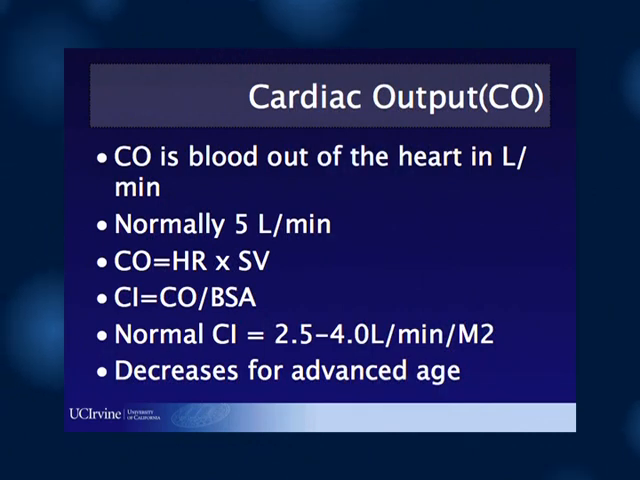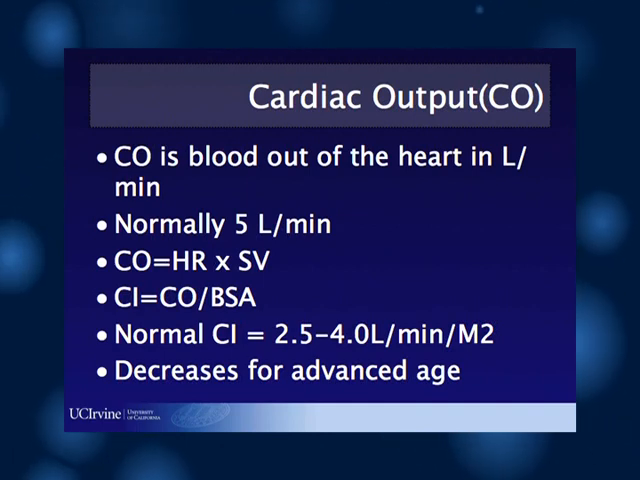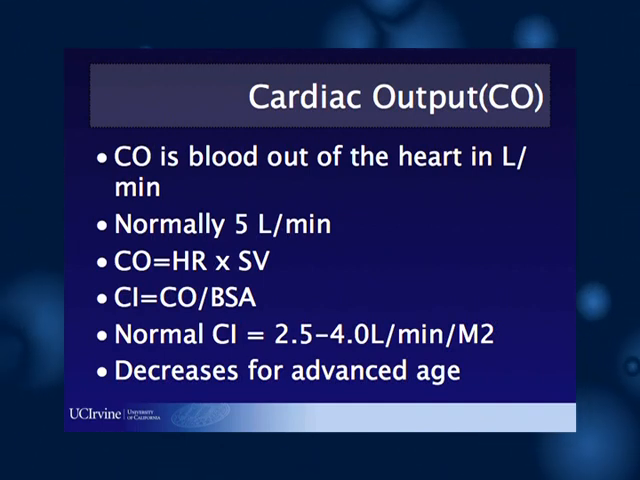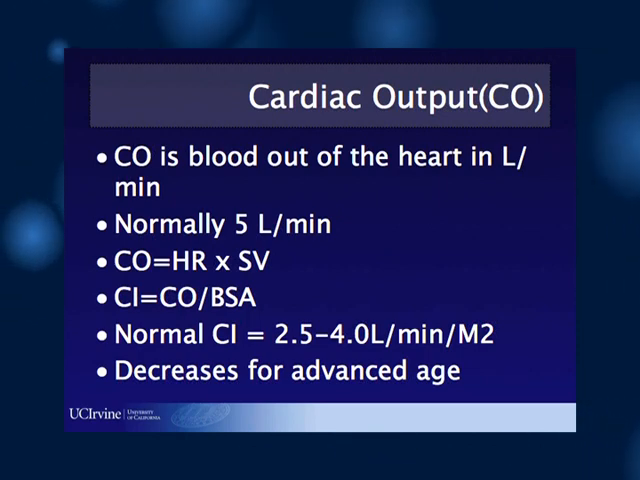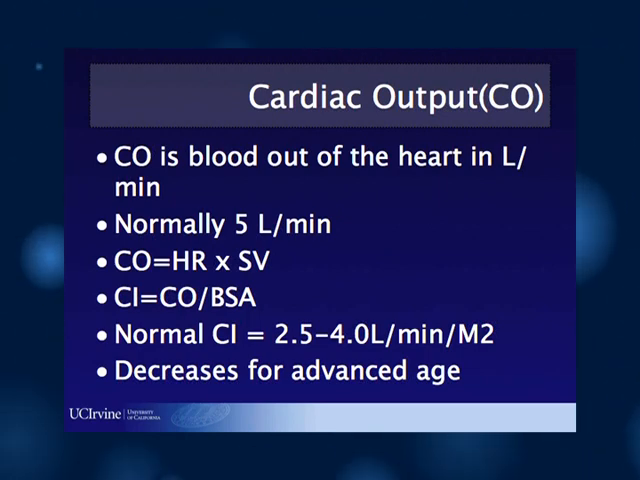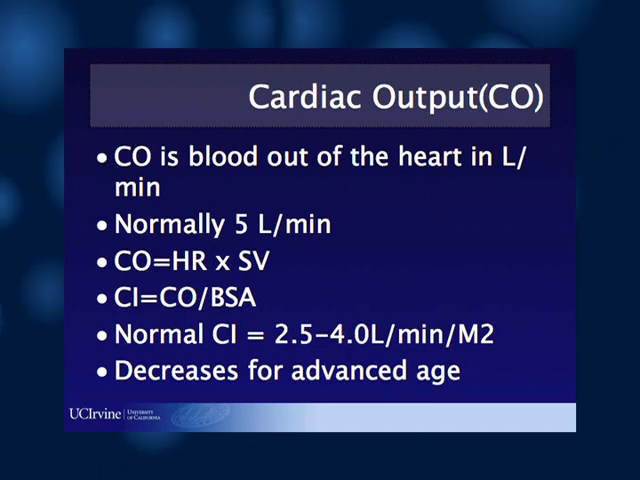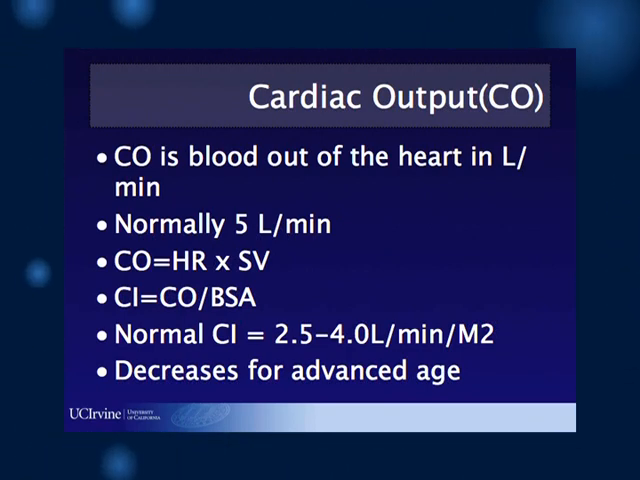Cardiac output is blood out of the heart measured in liters per minute. The normal value is 5 liters per minute in adults and can range from 4 to 6 or 7 depending on the clinical situation. The cardiac output is calculated by heart rate times stroke volume, and the stroke volume is the amount of blood ejected out of the heart with each heartbeat, roughly between 50 and 70 milliliters, and thus a 60-beat heart rate would calculate out to a cardiac output of about 4.2.